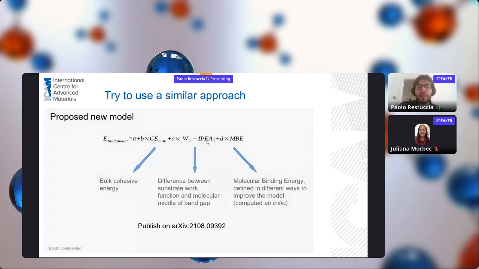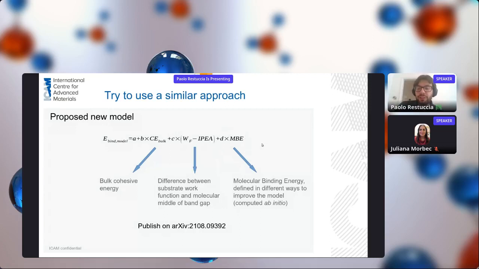Then, instead of just taking into account the middle of the molecular band gap, we computed the difference between the substrate work function and the molecular middle of the band gap. And this is a reasonable assumption that arises from the frontier orbital theory, in which usually the molecules want to align their molecular orbitals with the Fermi energy of the substrate. And so this difference is quite important to take into account.